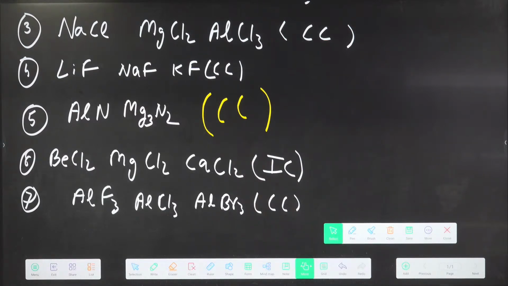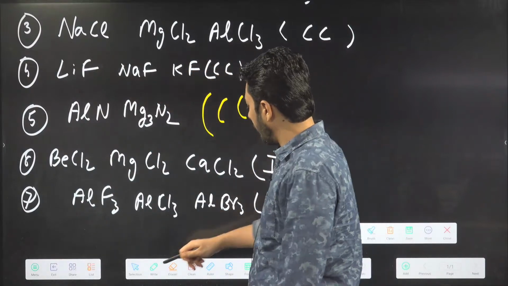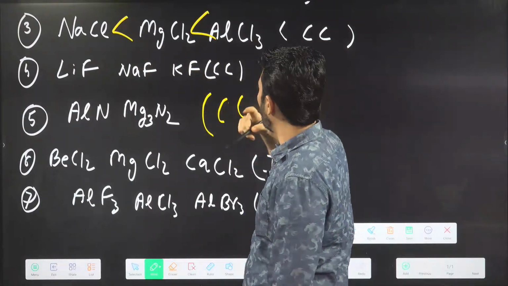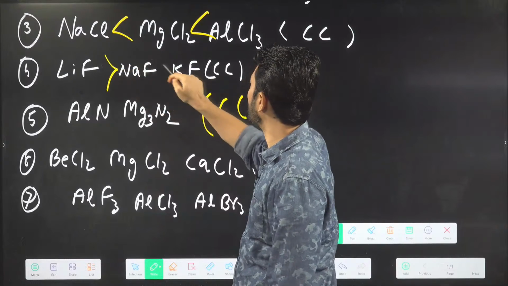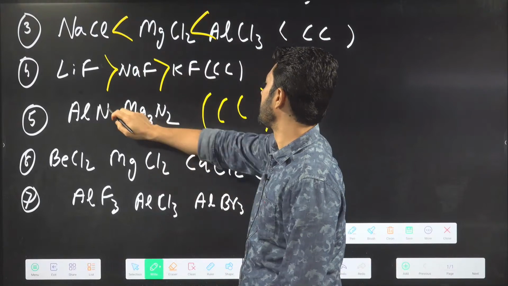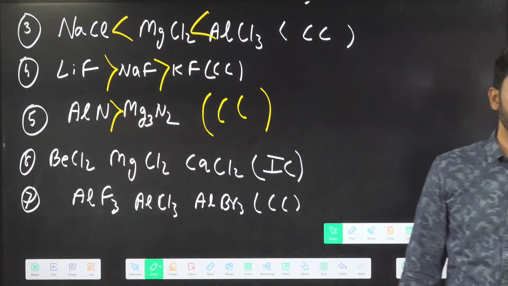I hope by this time you have completed it. Most of you have tried at your end. Okay, I'm writing the answer. Let's see how many of you getting the correct answer. Question is about covalent character. Next one about covalent character. Next one about covalent character. Okay, 3, 4, 5 completed. Check your answer.